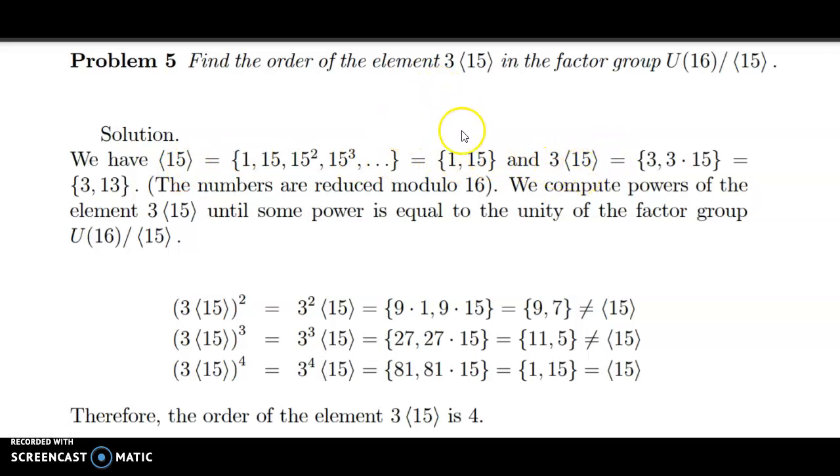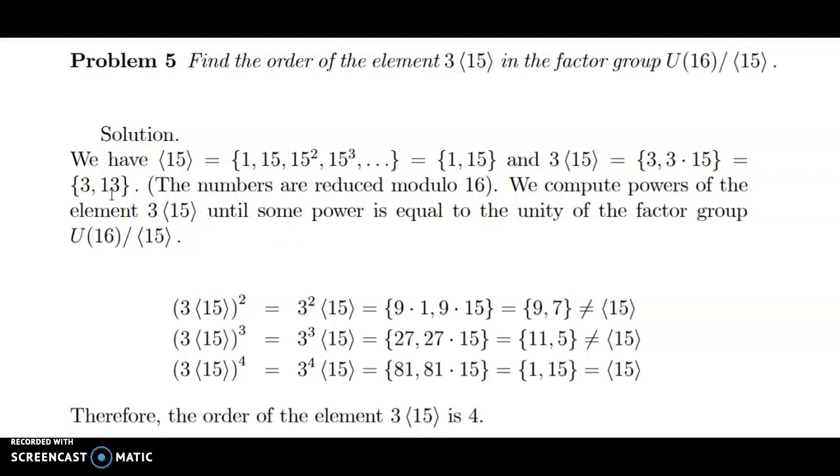And 3 times 15 is this coset. Multiply each of these numbers by 3. And here you have to reduce mod 16 again. The result is 13. So the coset consists of these two numbers, 3 and 13. We compute powers of the coset until some power is equal to the unity of the factor group, and the unity of the factor group is this group generated by 15.